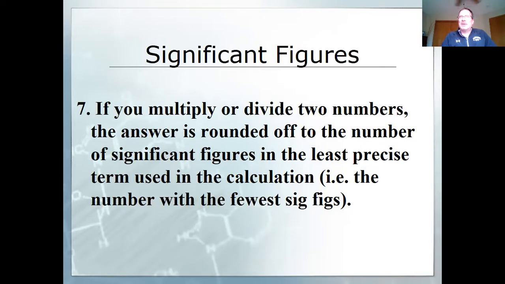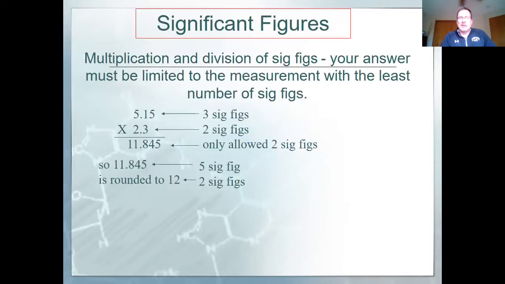If you multiply or divide, which is what we do most of the time, 2 or more numbers, then the answer is rounded to the number with the least significant digits. So which number has the fewest? Let's give you another example. 5.15 and 2.3. That has 3 significant digits. That has 2. I just do the math, and that's a key component. You don't worry about rounding to significant digits till you've got the answer. Don't try and think of it ahead of time. Just get the answer, then round the answer.